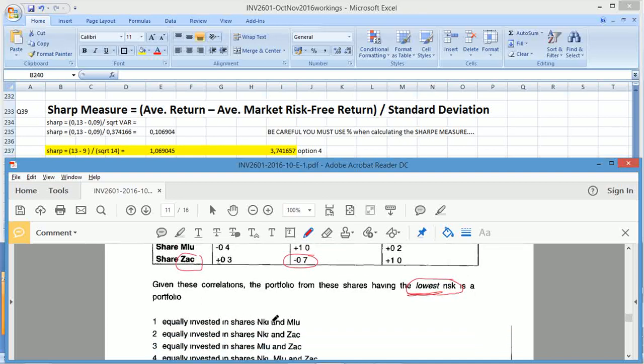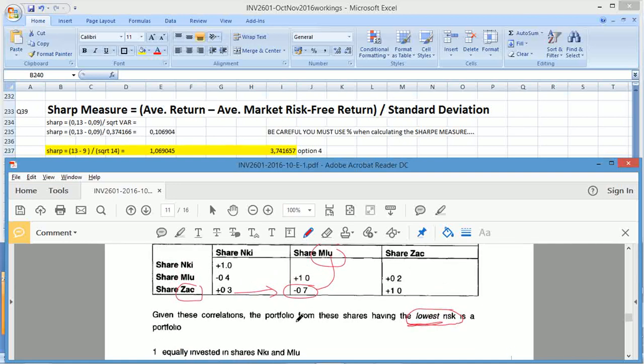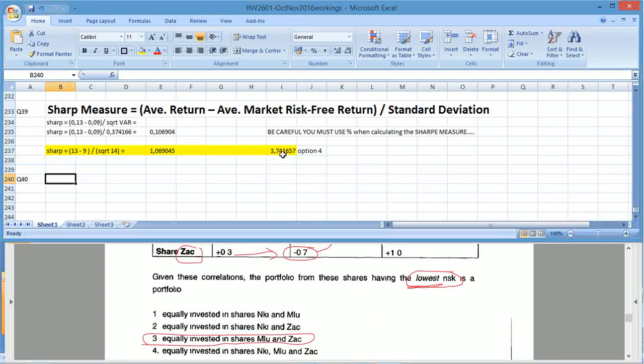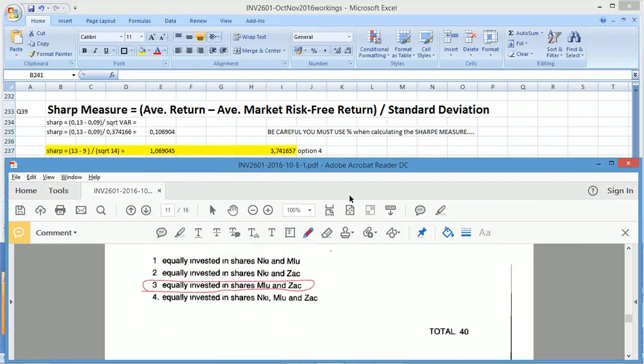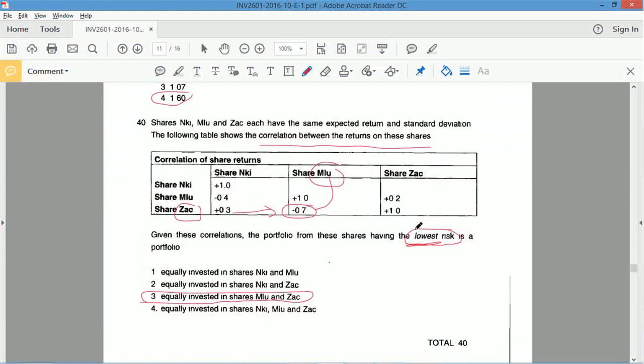Equally invested in shares M and Z. There, option 3. Negative correlation, which is diversification. Option 3. It's a theory question. Diversification. That's what you actually want. And that's the final question. Great, so that completes another past paper.